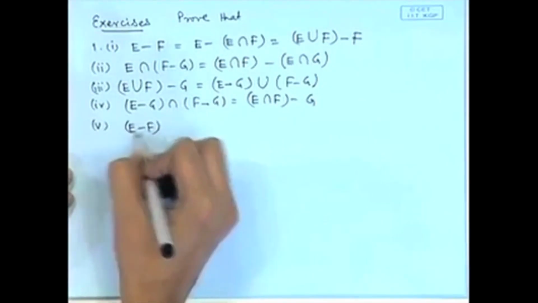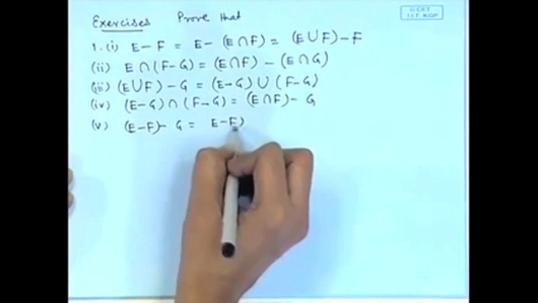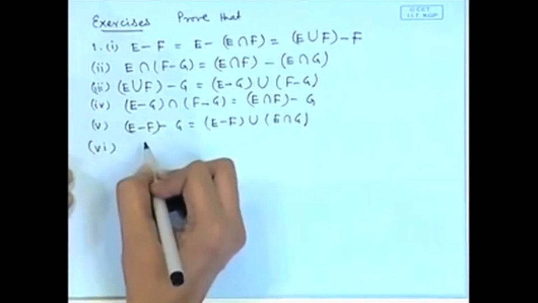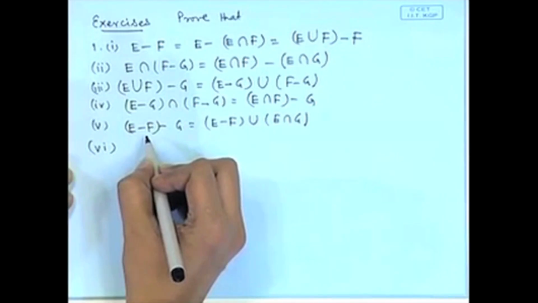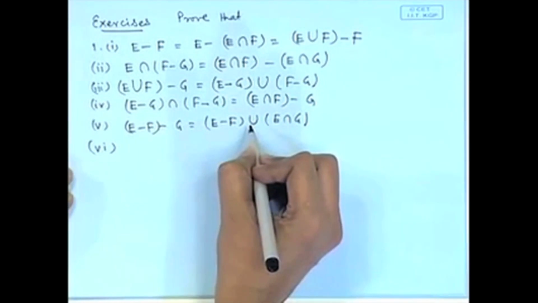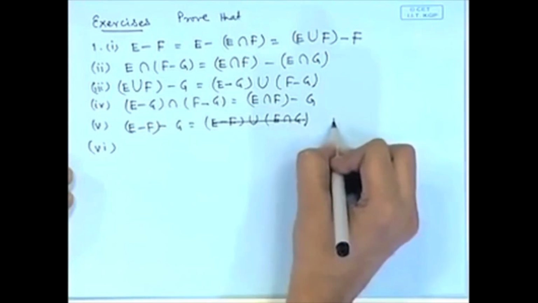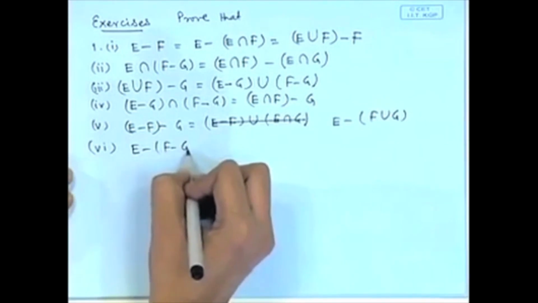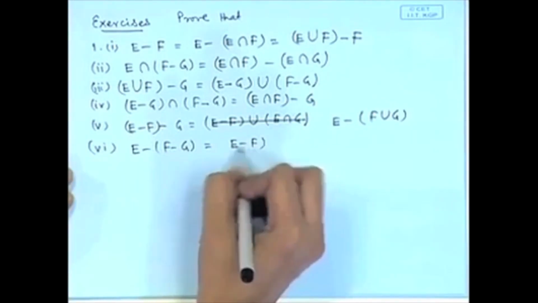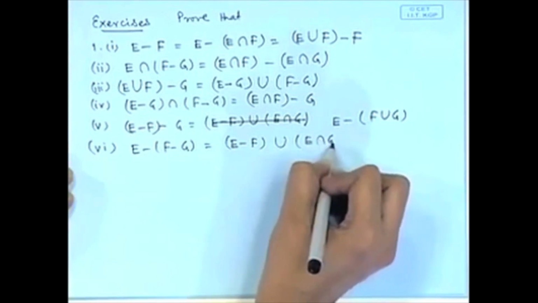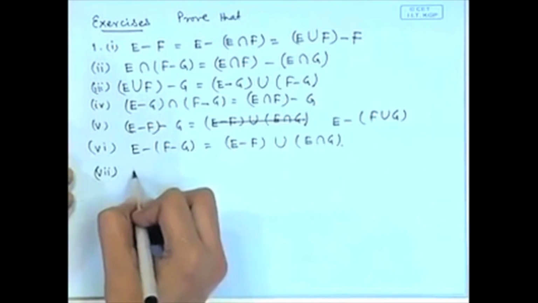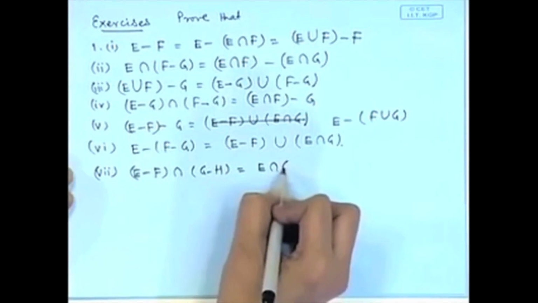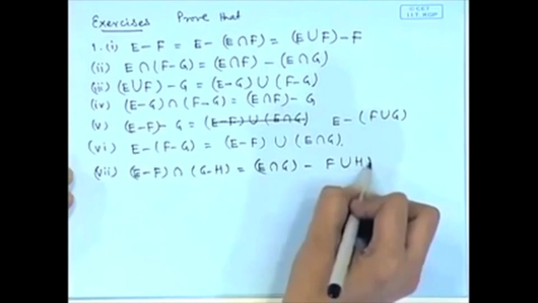E minus F minus G is equal to E minus F union E intersection G. E minus F intersection G minus H is equal to E intersection G minus F union H.